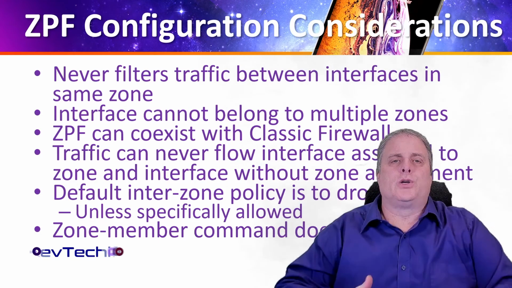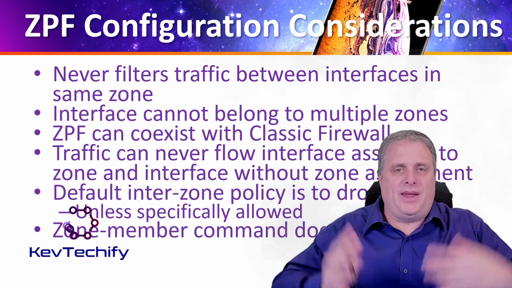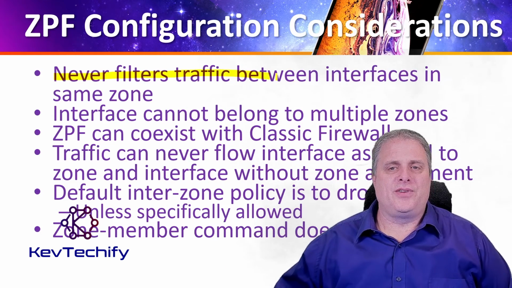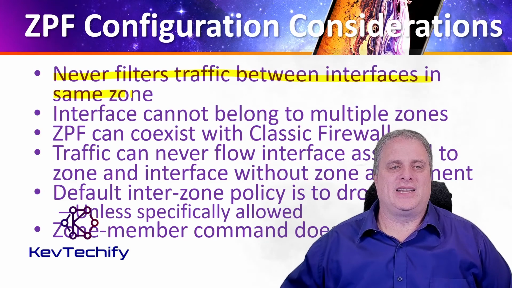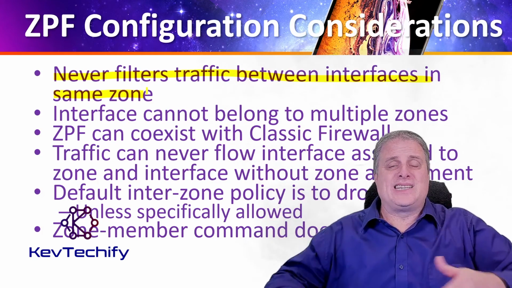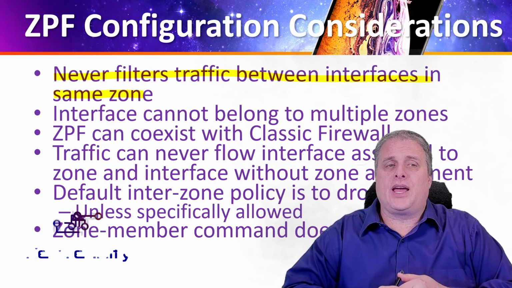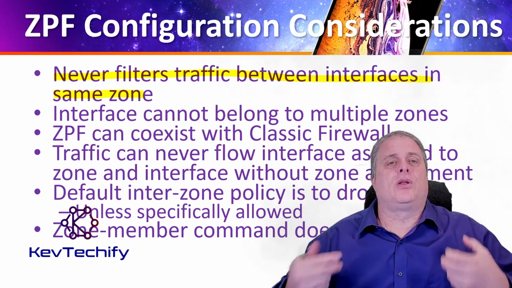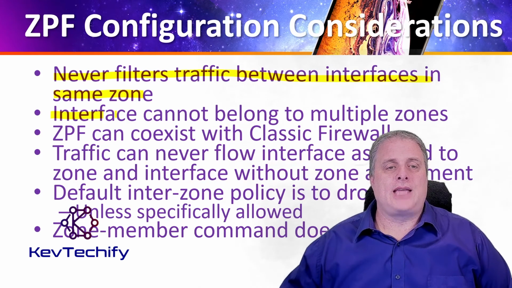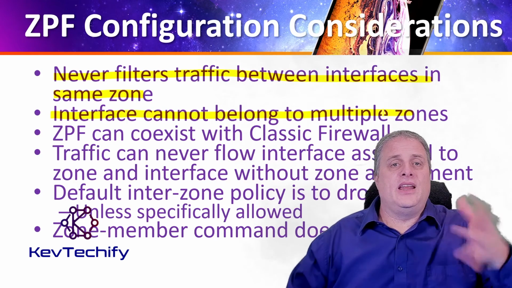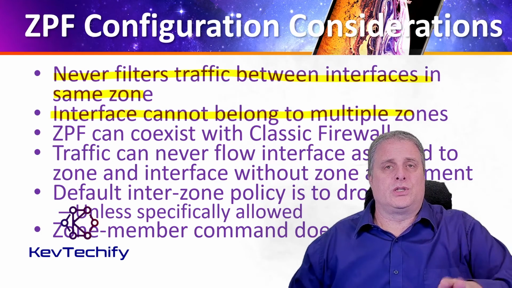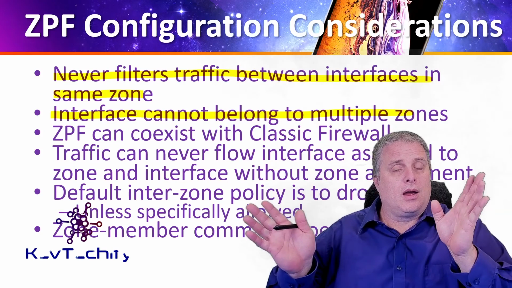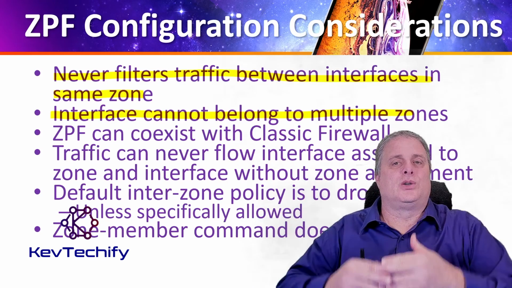As you configure your zone-based policy firewall using that command line interface, there are several things you need to think about. Here, the router never filters traffic between interfaces on the same zone. So if you have multiple interfaces in one zone, and remember you can do that, the router won't filter the traffic between those interfaces because they belong to the same zone here. The second one here is an interface cannot belong to multiple zones, but multiple interfaces can belong to one zone.